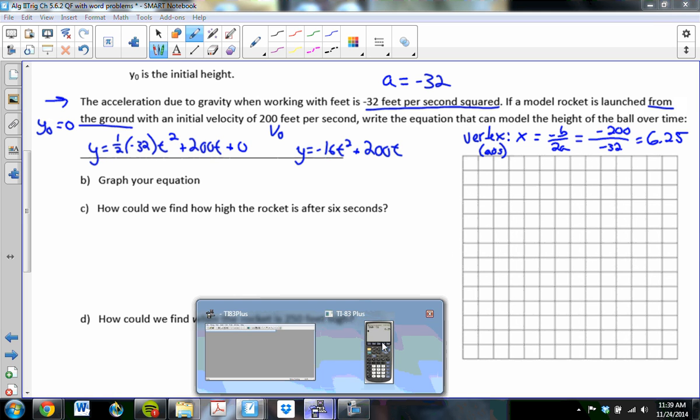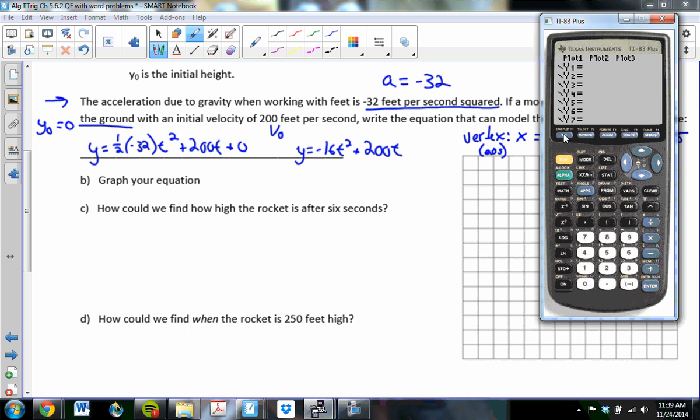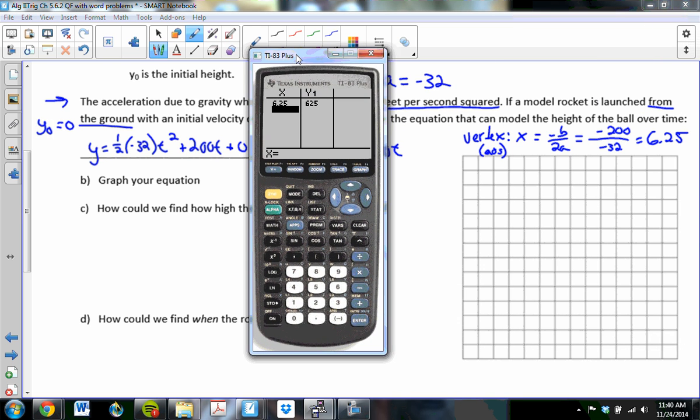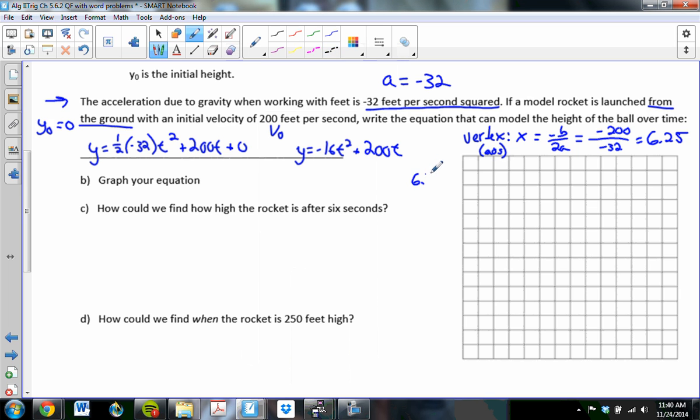At this point, I'm going to type into my y equals menu this equation. Negative 16x squared plus 200x. I don't really care how the graph looks right now. I'm going to go to my table. In my table, I'm going to make this so I can put in points of my own choosing. I go to my table and I type in 6.25. It comes out with 625. So the vertex is at the point 6.25, 625.